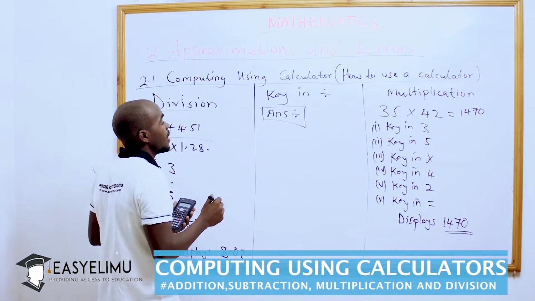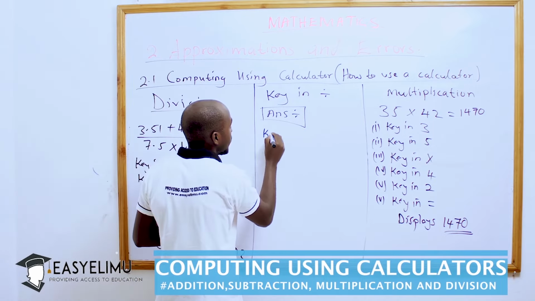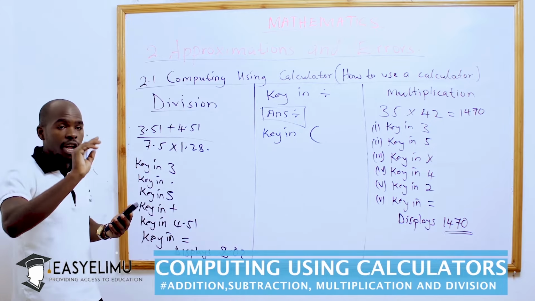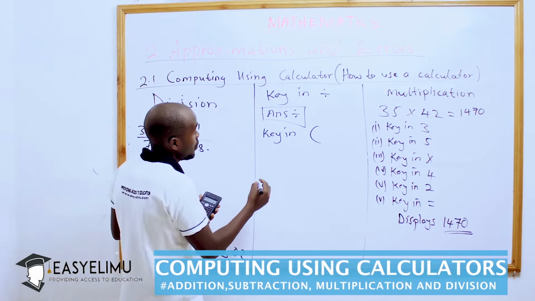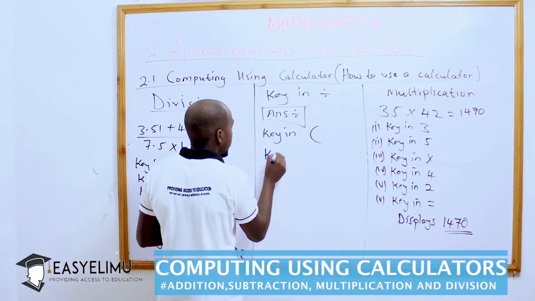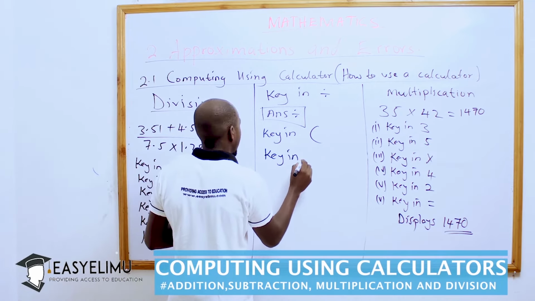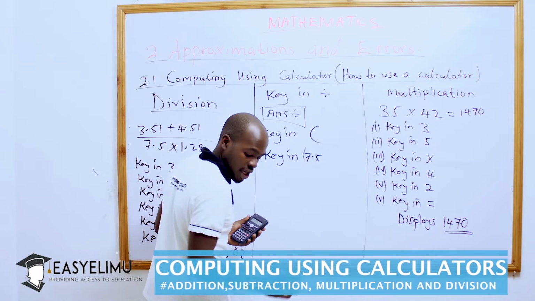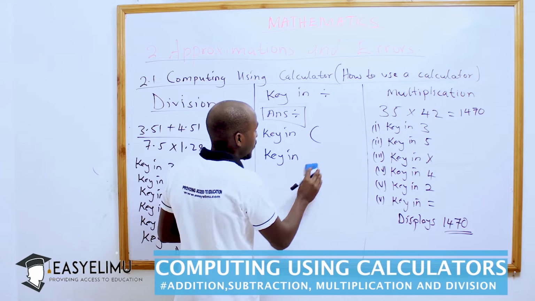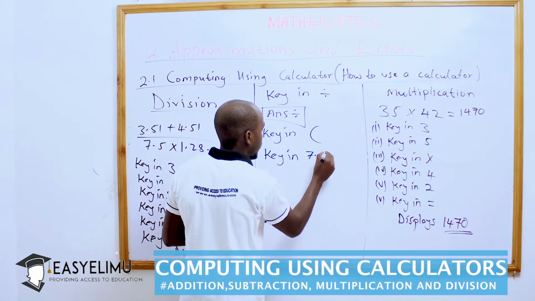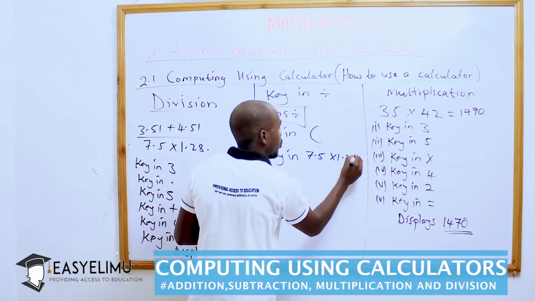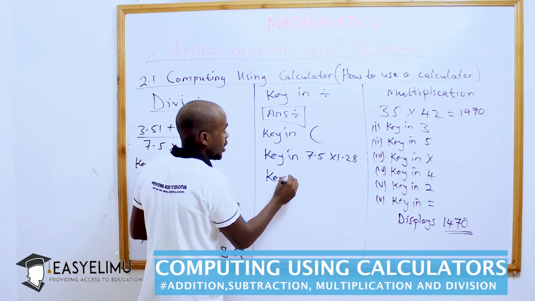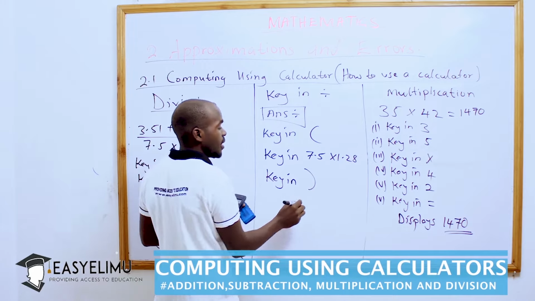And if it displays that way, then you key in the open bracket sign, and after that you key in 7.5. I believe you now understand how to key in those numbers. 7.5 multiplied by 1.28, and then after keying that in, you key in a closing bracket.